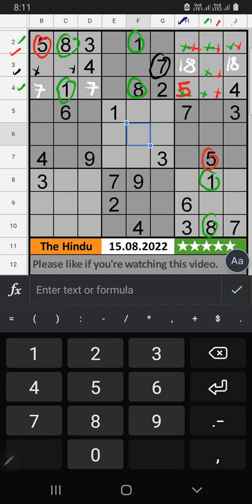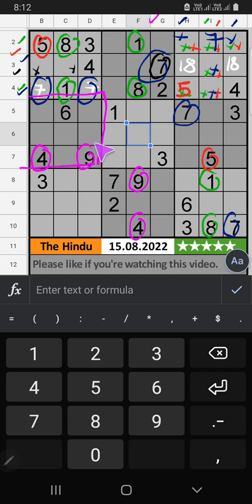Column H, column J, third row and fourth row, we have 7. So 7 can't come in these cells. Then 7 is confirmed here. Fourth grade. Then column F, we have pair numbers 4 and 9. So 4 and 9 can't come in these cells. It will come in one of the 2 cells. We will confirm later.